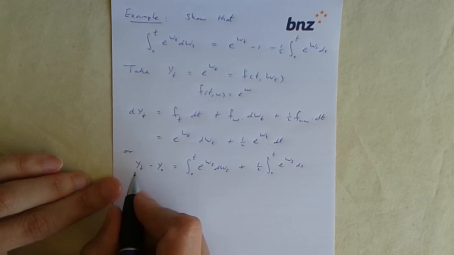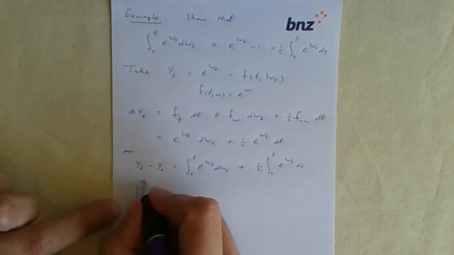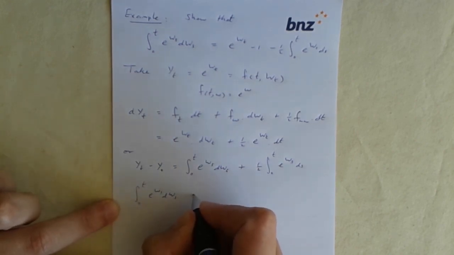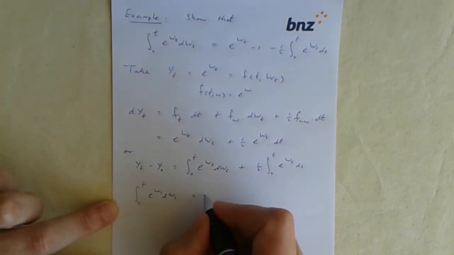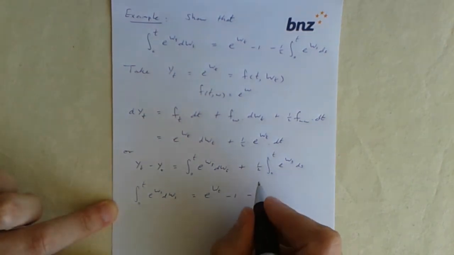Yt, remember, is just e to the wt. So y0 is 1, not 0, and yt is e to the wt, so that's minus this other bit.